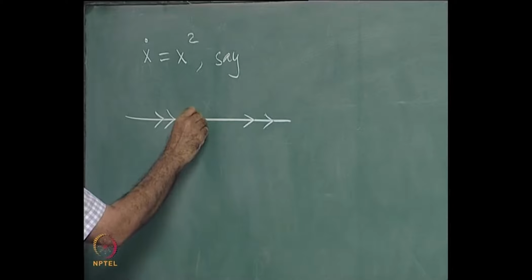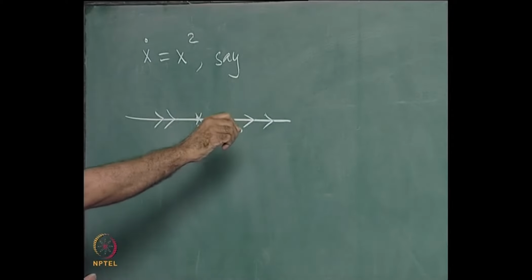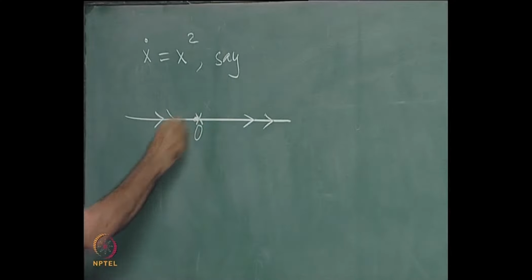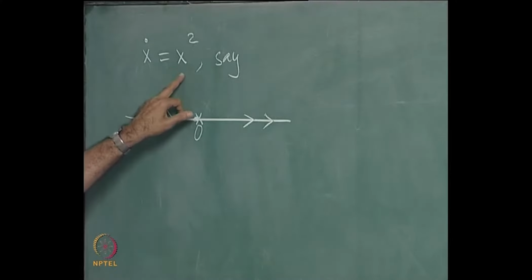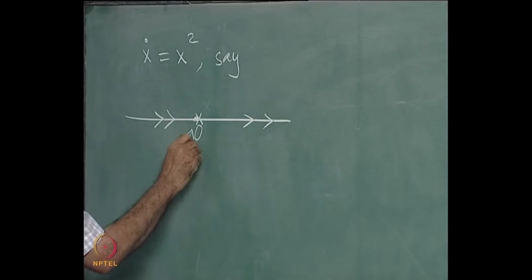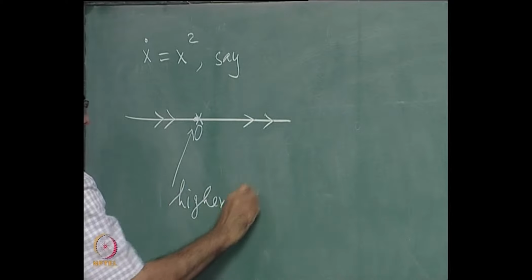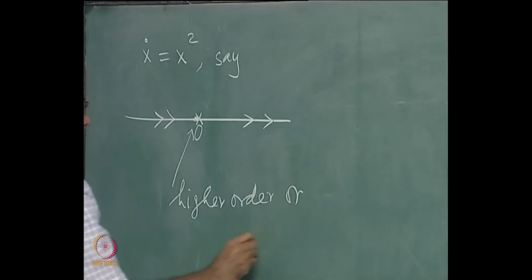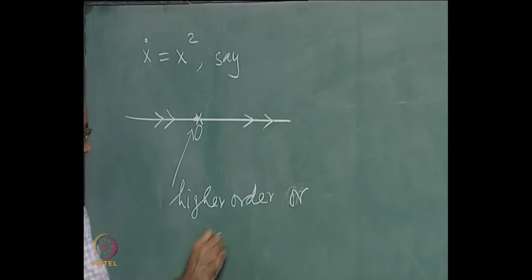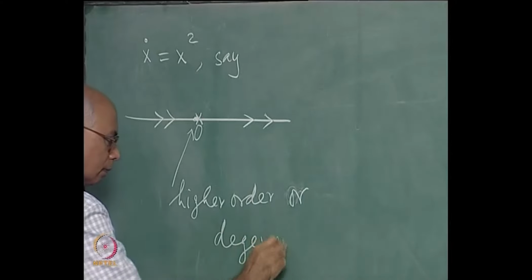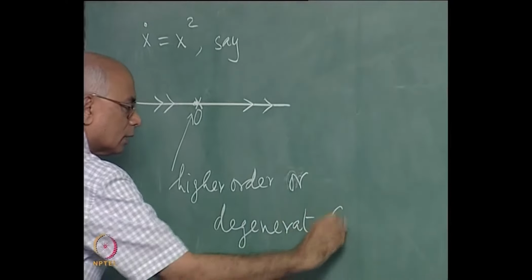Well, it looks like as far as points to the right are concerned it is a repeller, but as far as points to the left are concerned it is an attractor. So it is neither an attractor nor a repeller, it is in fact a higher order critical point because this is not a linear function of x. So let me call this higher order or degenerate critical point.